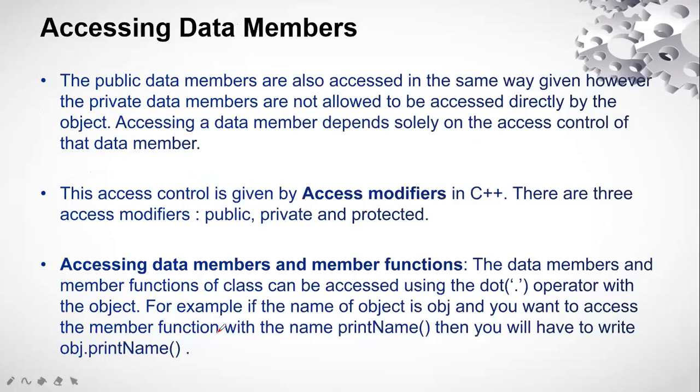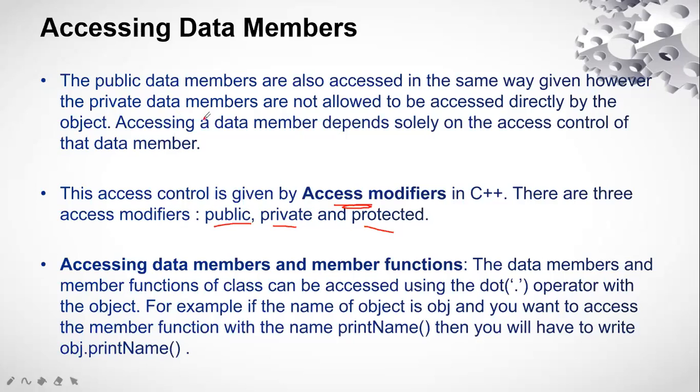Now, when we say accessing of data members, we call it access modifiers in C++. How do we define it? With three ways: public, private, and protected, right? So the data members are also accessed in the same way.